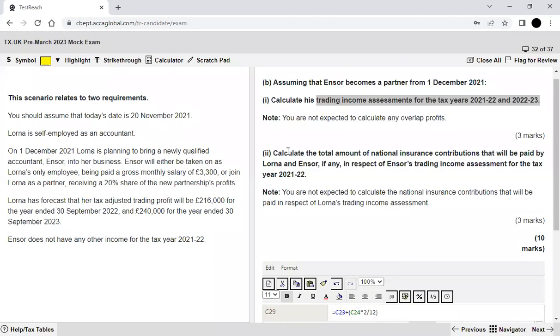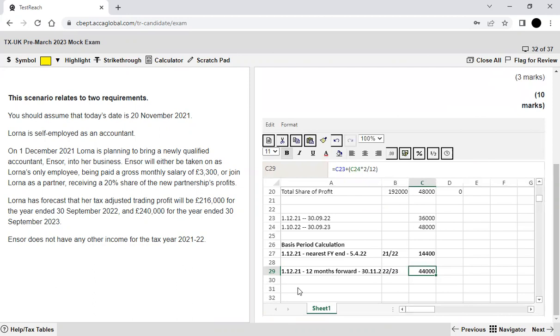Now, calculate the total amount of NIC that will be paid by Lorna and Ensor, if any, in respect of Ensor's trading income assessment for the tax year 21-22. NIC is in respect of the trading income of Ensor.